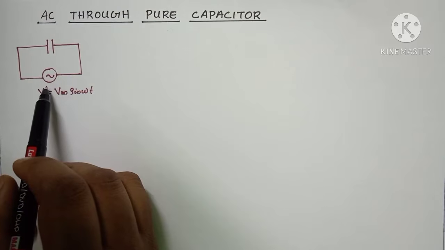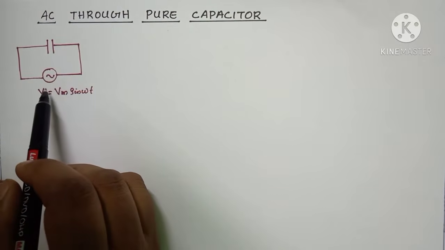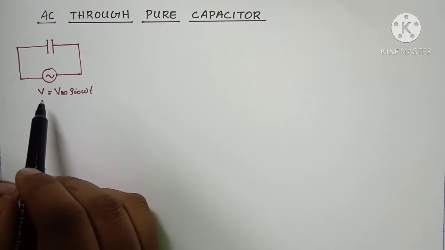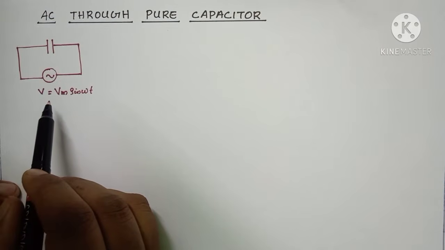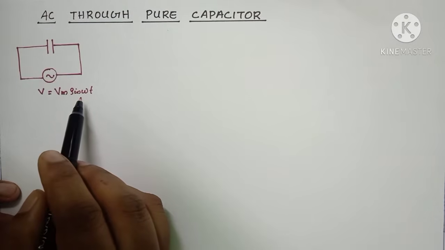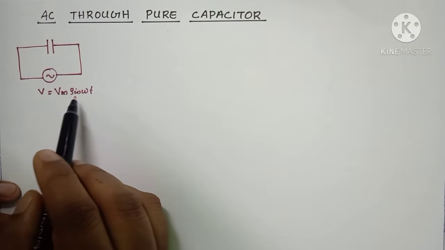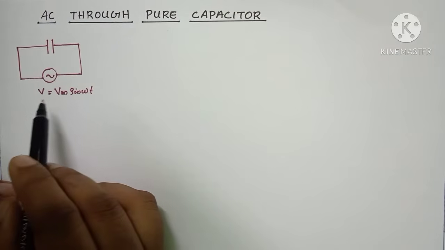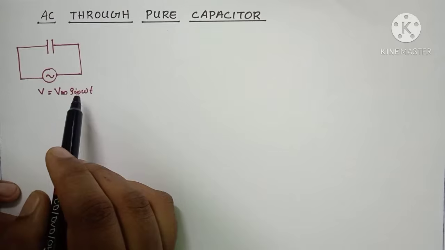by an alternating current or voltage source, that is v is equal to Vm sin omega t. This v is nothing but the instantaneous value of voltage, and Vm is the maximum value of voltage, sin omega t, and omega t is the phase at the time t, and supplied by the voltage Vm sin omega t.